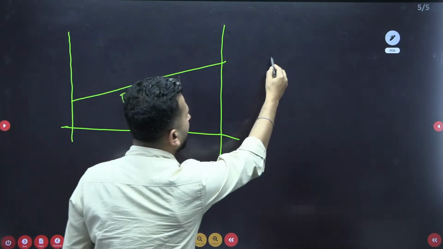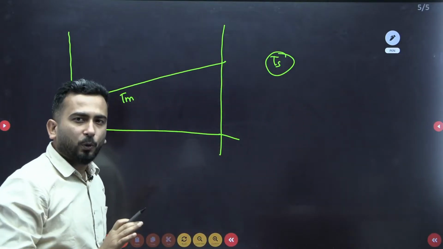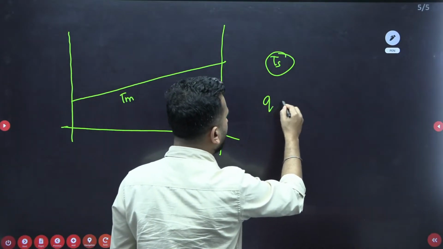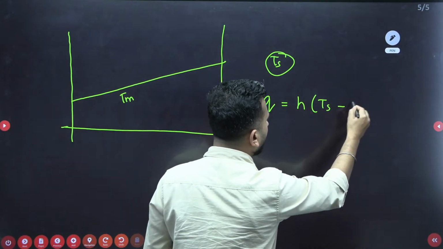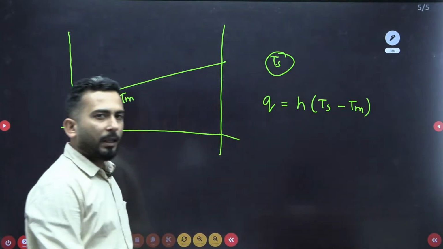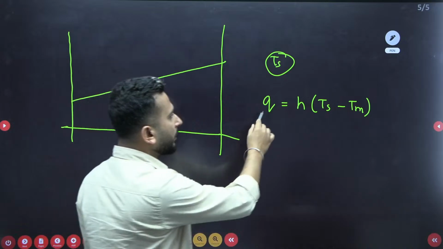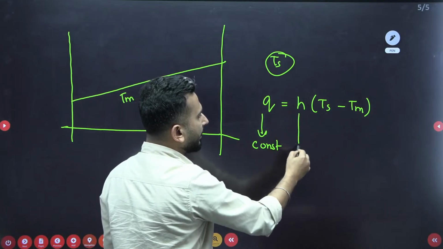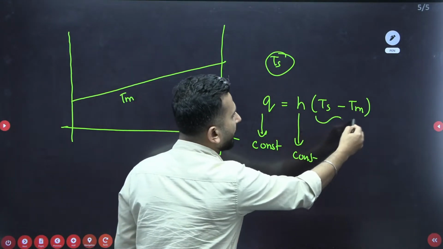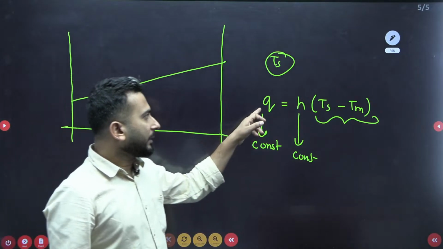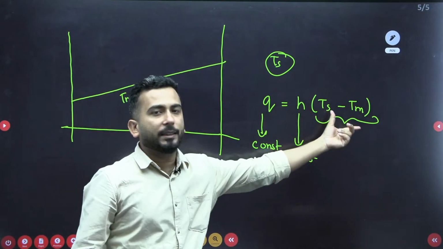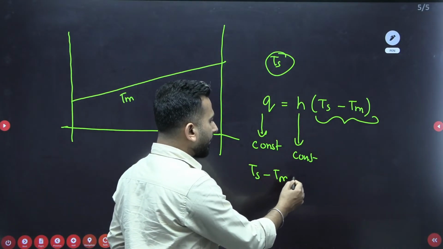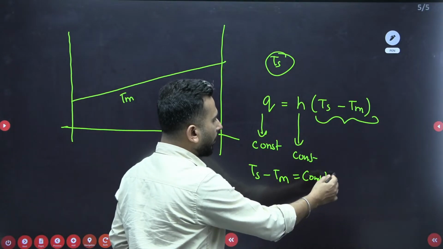Okay. Now Ts we want to know. Till now there was no mention of Ts, and now we will see how Ts is varying. So we know this relation, Q is equal to h into Ts minus Tm. Now already you know that Q is equal to constant. This you know, h equal to constant. What will be this difference? If this is constant, definitely this difference must be constant. So Ts minus Tm is a constant thing.